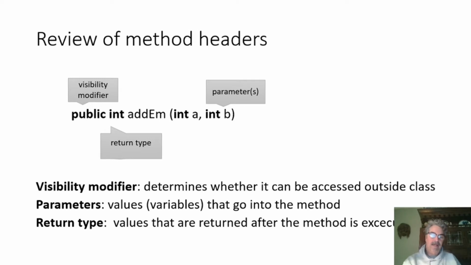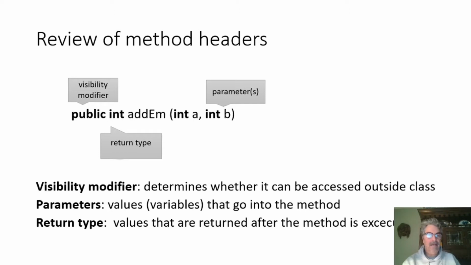Additionally, there's a return type marked by int, and there may be no return type, as noted by void. After this method gets done, which perhaps adds a and b, it would return the sum value. So a return type is what is returned after the method gets executed.